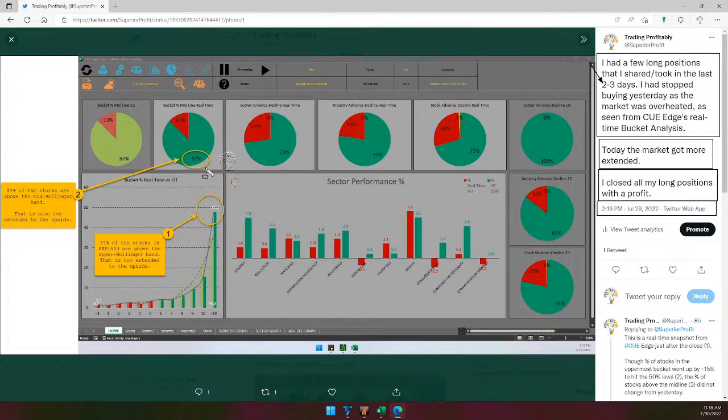Why? Because when I shared it around 2 p.m., I saw that 87% of the S&P 1500 stocks were above the mid-Bollinger Band. That was very bullish. But even more than that, what struck me is that 47.7% of those stocks were above the upper Bollinger Band. That is not only bullish, it is very overbought. So at 2 p.m. I closed a few of the long positions that I had taken starting from Wednesday, and all of them I could close with a profit.